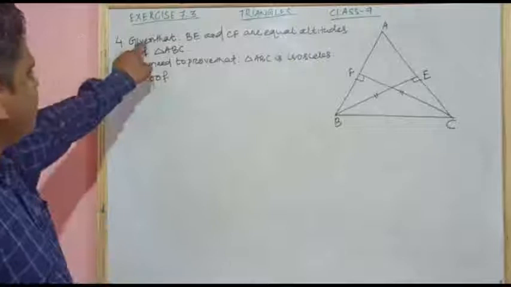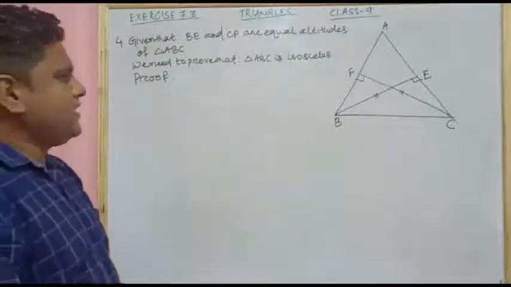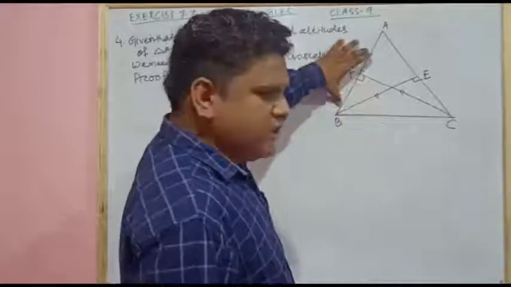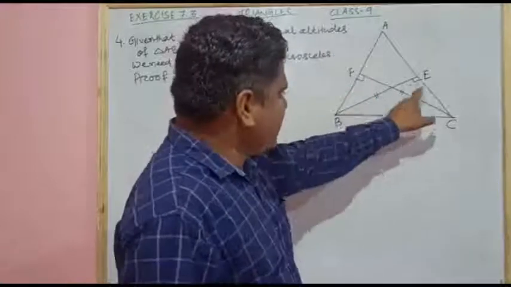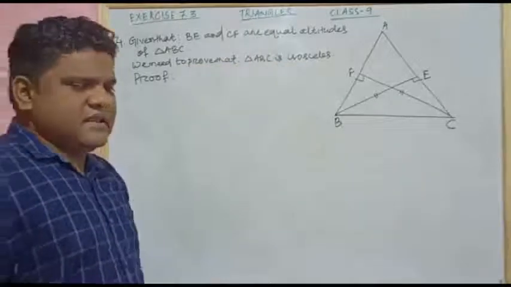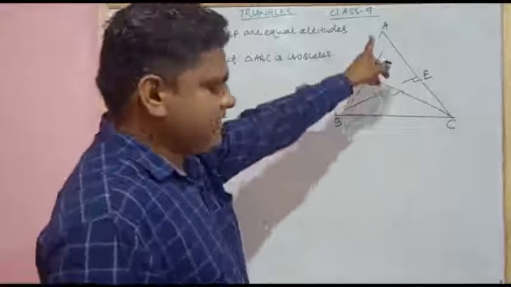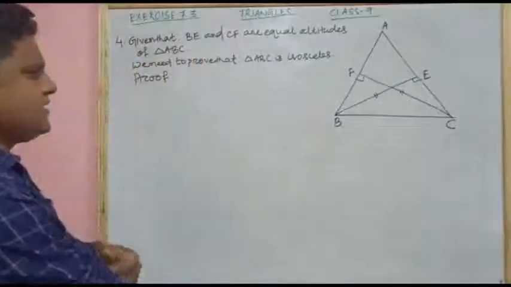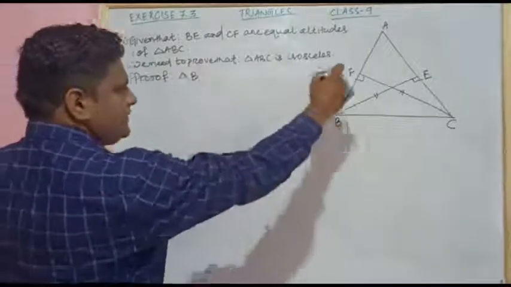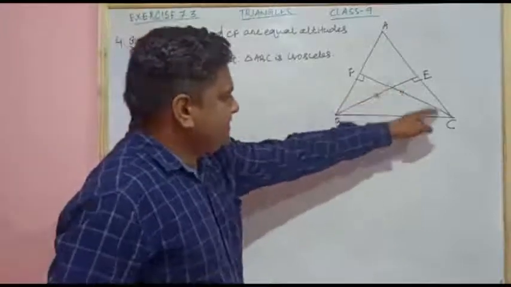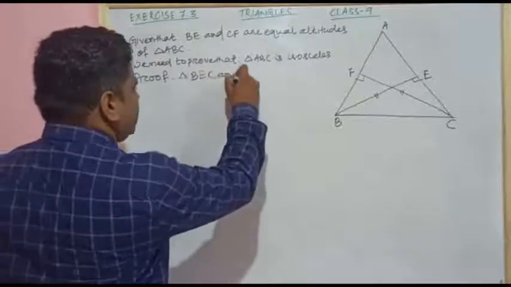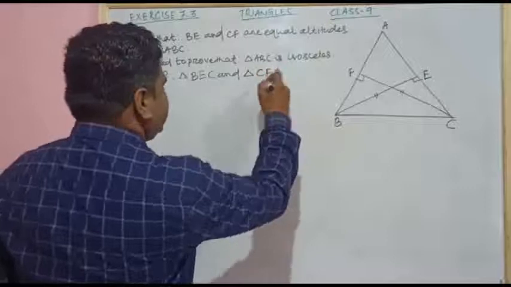Our number 4 is, given that BE and CF are equal altitudes, means BE is perpendicular to AC and CF is perpendicular to AB, and both these are equal, means BE equal to CF, it is given. We need to prove that triangle ABC is isosceles, means we have to prove AB and AC are equal. For this purpose, let's take triangle BEC and triangle CFB.